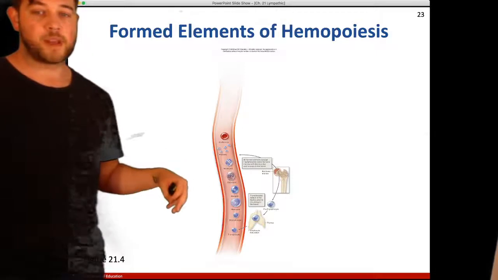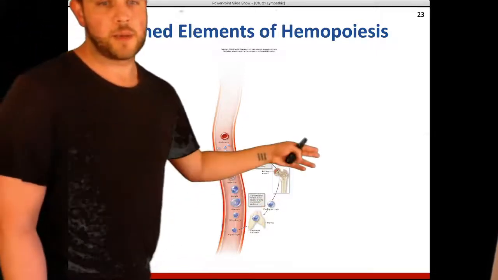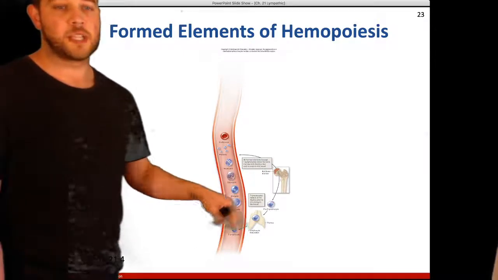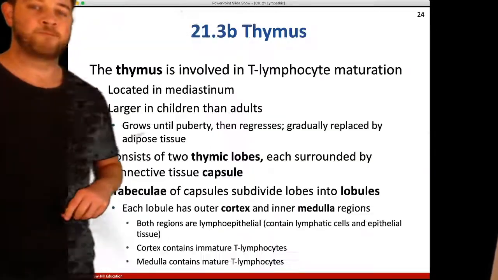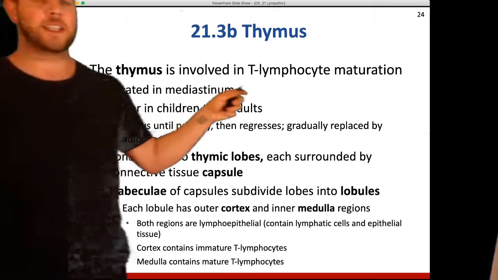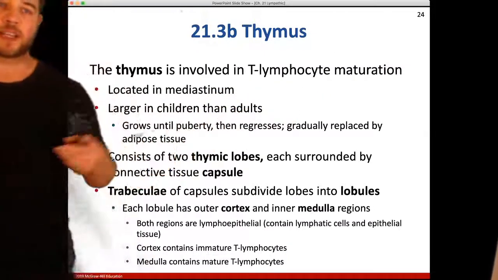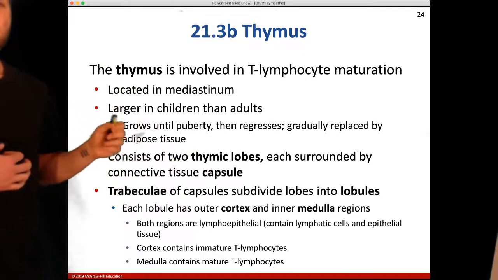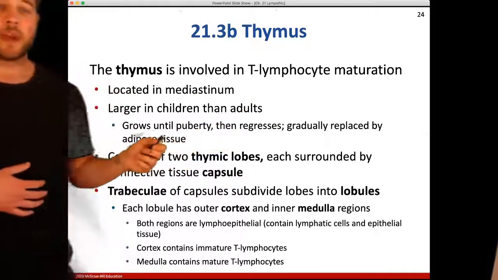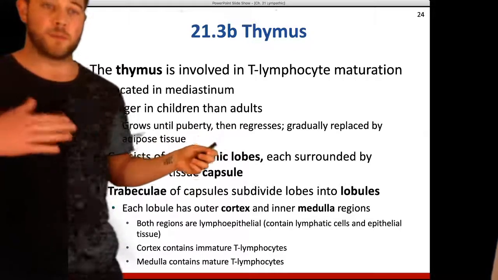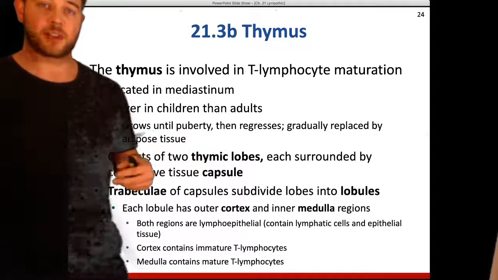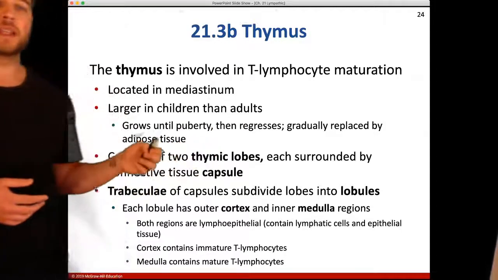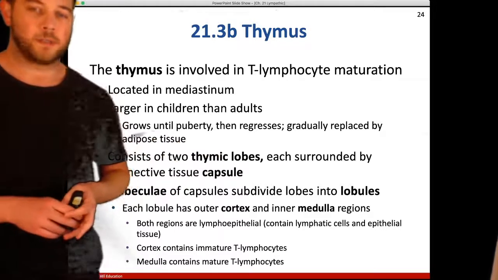Here is just that image, that depiction. You can see coming from the red bone marrow, all the formed elements that you get, and the maturation of those T lymphocytes in your thymus. So your thymus is involved in T lymphocyte maturation. It is a primary lymphatic organ. It's located in the mediastinum, that cavity that holds your heart. It is larger in children than adults. It grows until puberty, so it gets larger from the time of birth up until puberty. It is growing and proliferating, and then it starts to regress, gradually replaced by adipose tissue in adulthood.